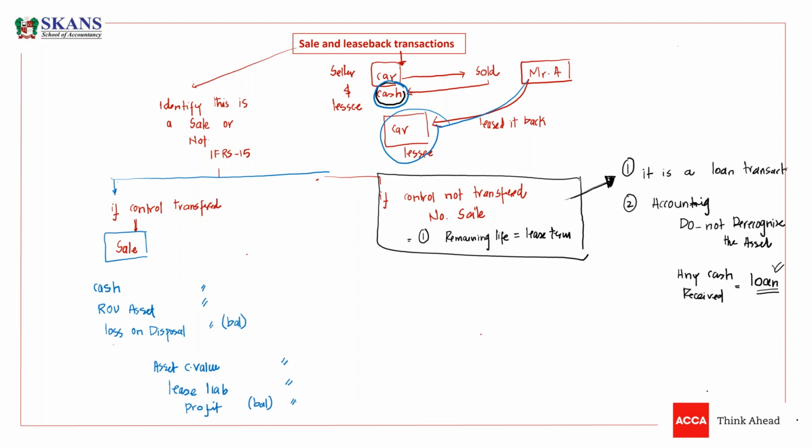Okay, so the last thing that we need to know about this is that for this right of use asset, you need to apply a formula. And what is that formula? You have to take the carrying value, multiply it with the lease liability, and divide it by the fair value of the asset. So this is what you are going to do.